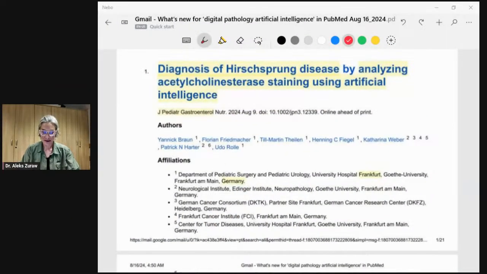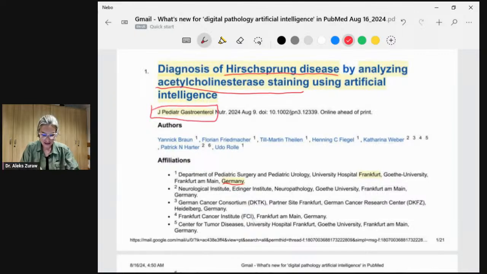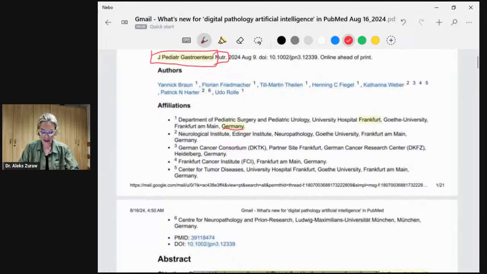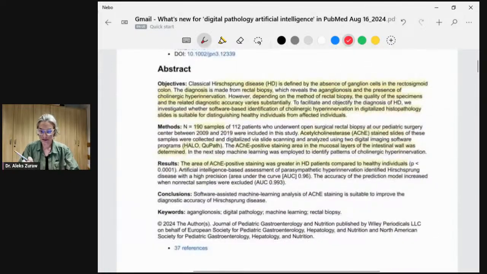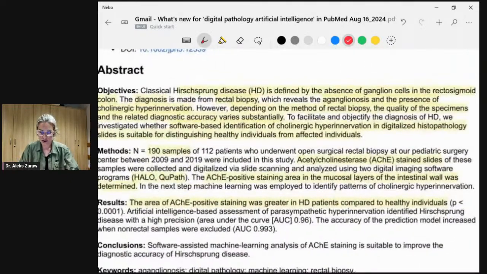So we are starting with diagnosis of Hirschsprung's disease by analyzing acetylcholinesterase staining using AI. So this staining is going to be an IHC staining. This is a group from Germany, publication in Journal of Pediatric Gastroenterology and Nutrition, probably. What happened in this publication?